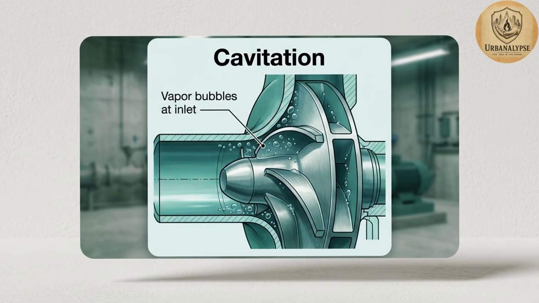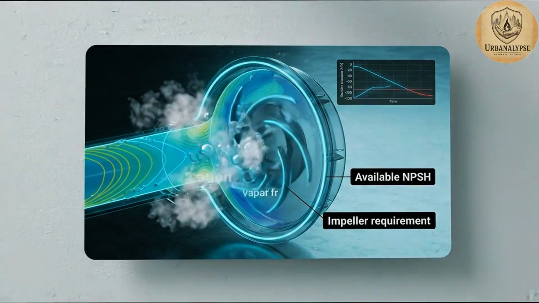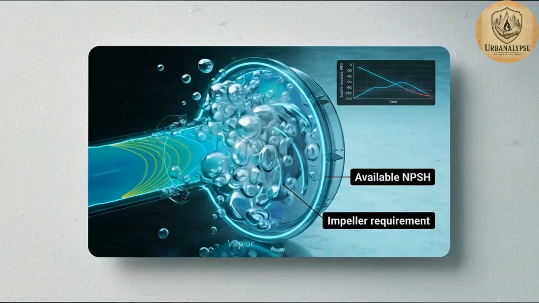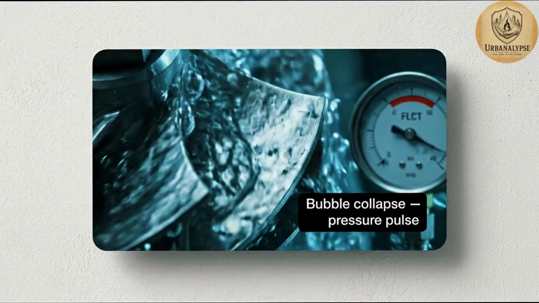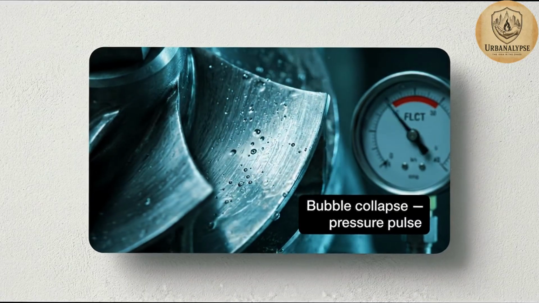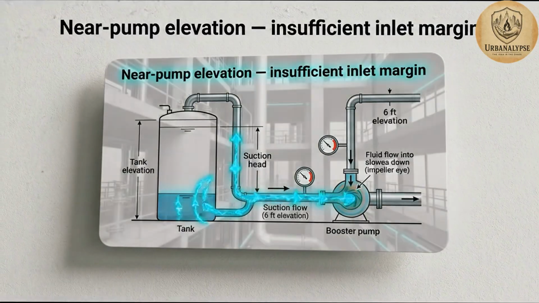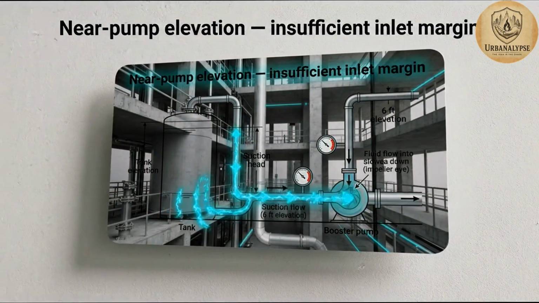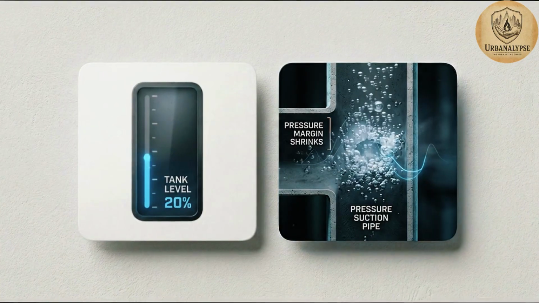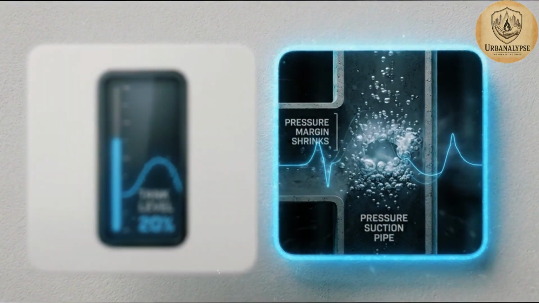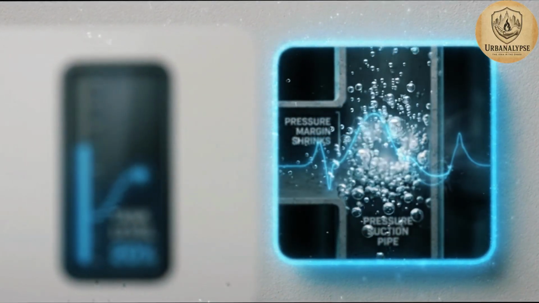What was happening was cavitation, vapor bubbles forming at the pump inlet because available NPSH dropped below the impeller's requirement, then collapsing violently as pressure recovered downstream. Low NPSH is structural. A suction line drawing from a tank at near pump elevation cannot maintain the inlet pressure margin the impeller needs at design flow. At reduced tank levels, the margin shrinks, bubbles accelerate, and the system trips before the tank is empty.